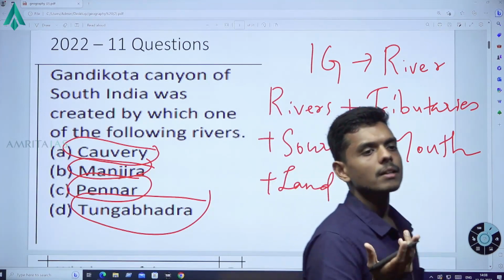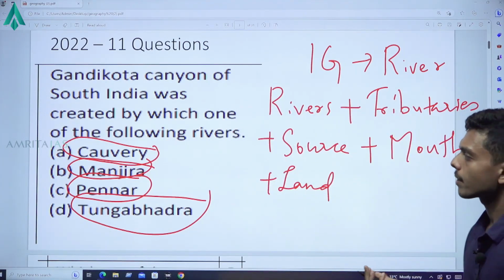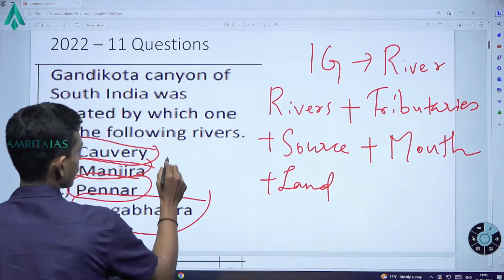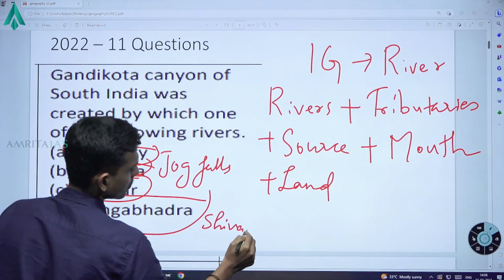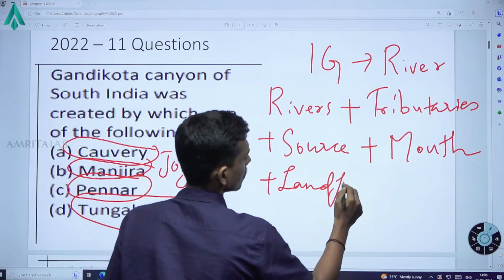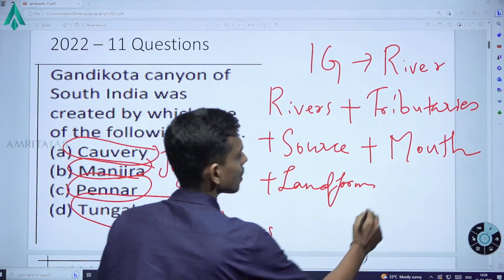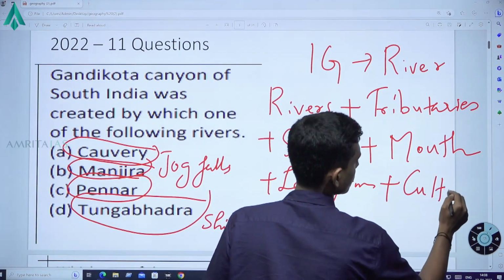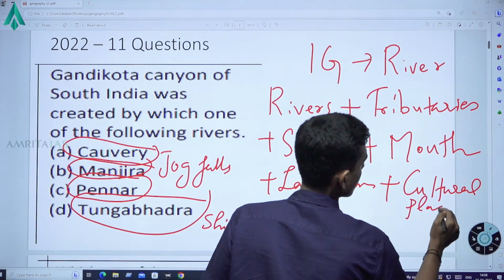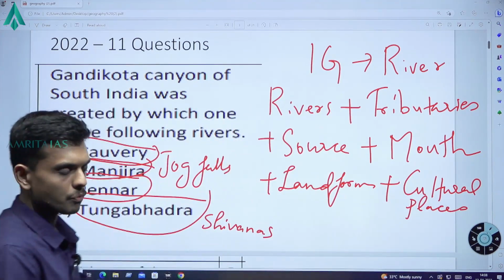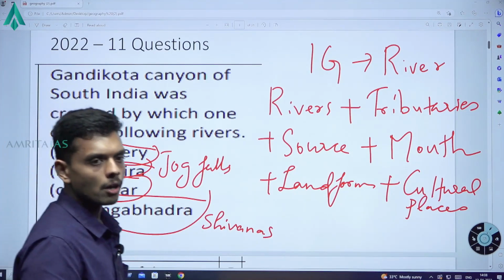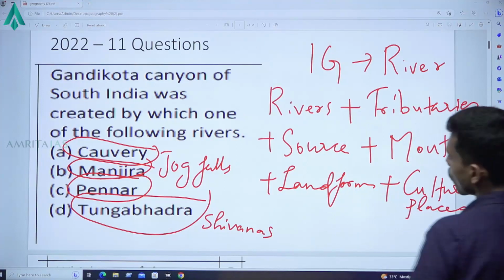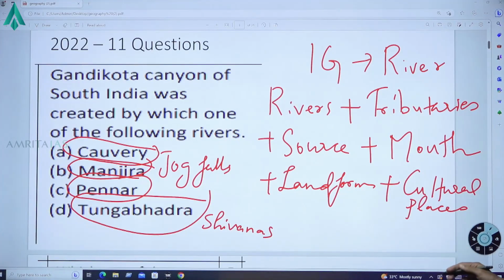Rivers on their course make gorgeous waterfalls, right? For example, they can ask Jog Falls, Shivanasamudram Falls. So all the landforms associated with these rivers, and cultural places associated with the rivers. For example, where is the Srisailam temple? Where is the location of the Srisailam temple? Sabarimala could be asked, where is the river? So all these aspects related to rivers come in priority.